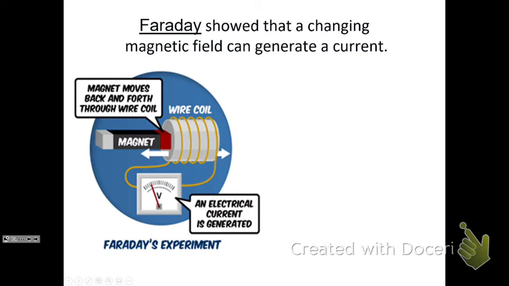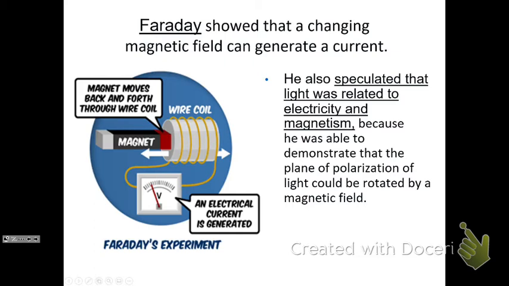Yeah, so he showed that changing a magnetic field can generate a current. So he, Michael Faraday, also speculated that light was related to electricity and magnetism. And this was because he was able to demonstrate that the plane of polarization of light could be rotated by a magnetic field, right? So remember, polarized light being that it is oriented in only one direction, either horizontal or vertical, right? He could rotate that polarization using a magnetic field, right? So he's just like, okay, so there is a relationship between light, electricity, and magnetism. Okay?